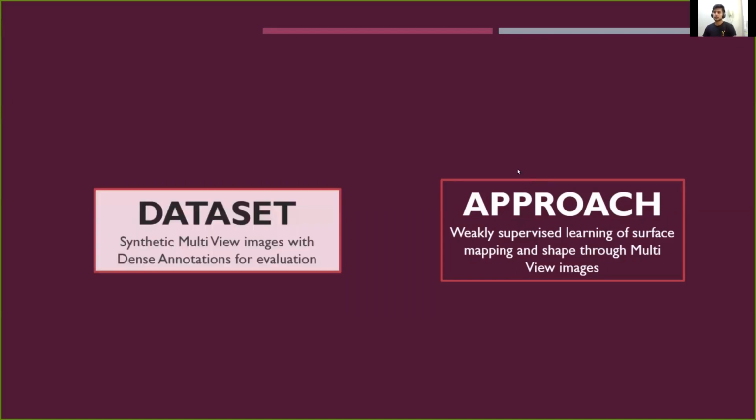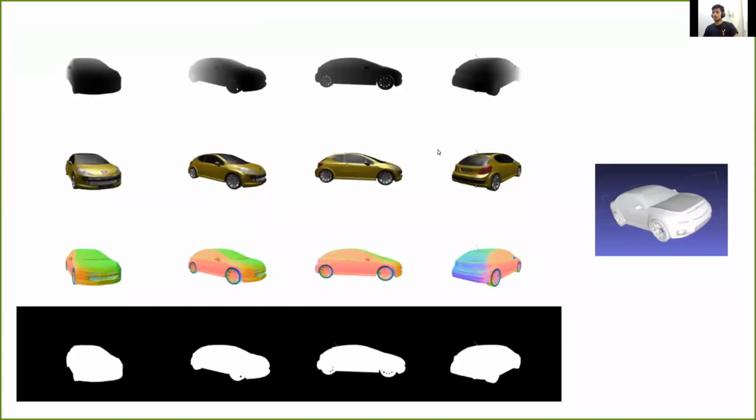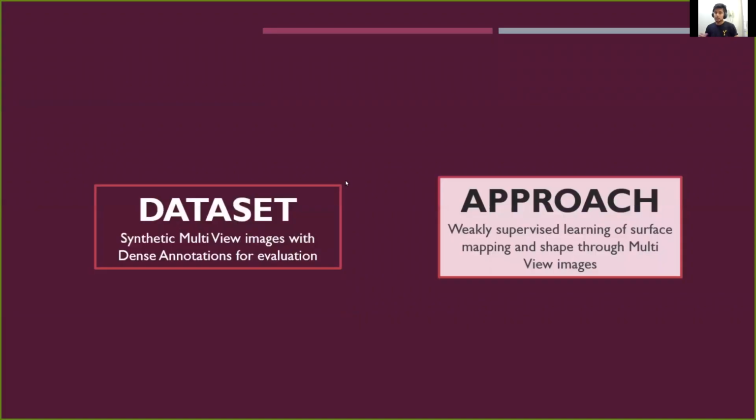So let's first take a look at the dataset. We provide multiple faces in the real world, and synthesize multiple views of the same, smoothly varying them. We also provide the respective 3D shapes. We also provide the same for categories such as cars, and supplemental data such as depth, camera poses, surface normals, segmentation masks. And we similarly do the same for planes as well. We hope that our dataset encourages research in this direction.